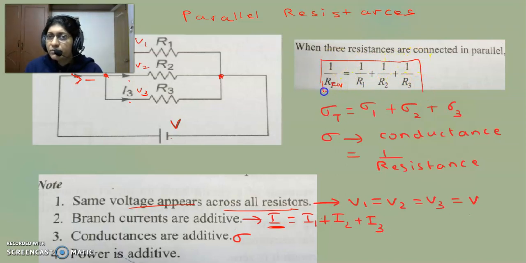Now what is 1 upon resistance? 1 upon resistance is nothing but conductance. Conductance happens to be the reciprocal of resistance. So conductances are additive, that is sigma t is equal to sigma 1 plus sigma 2 plus sigma 3. Clearly sigma 1 is the reciprocal of R1, sigma 2 of R2 and sigma 3 of R3. Power is additive, that is the I squared R losses of all the three resistors are additive.